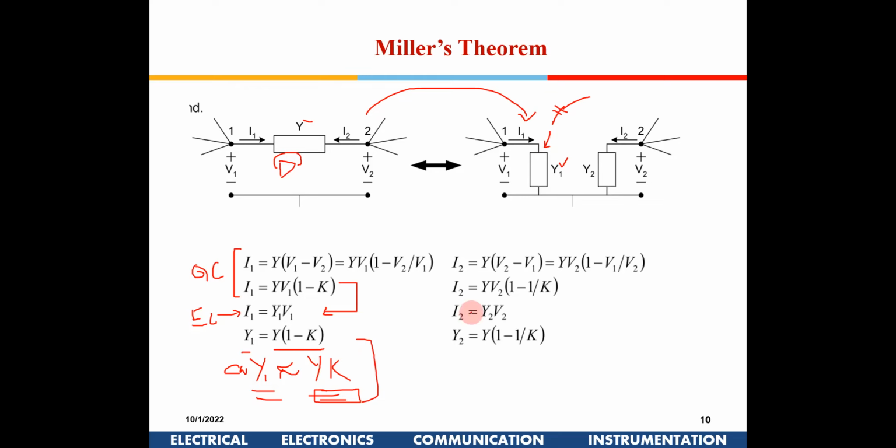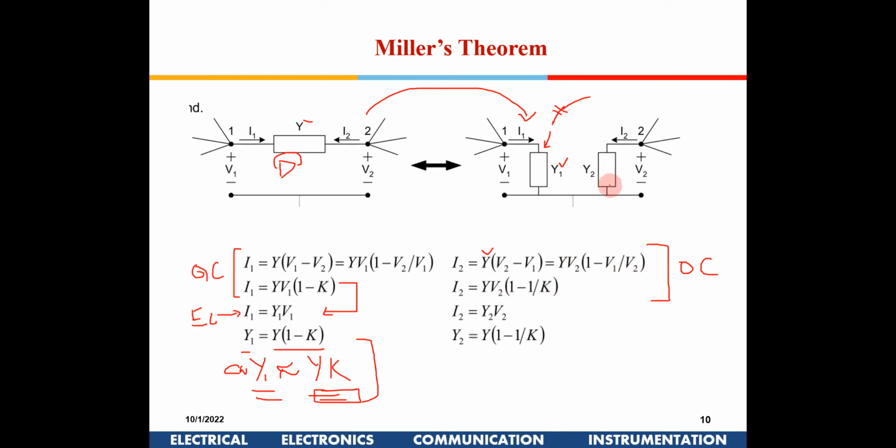Yes, sir. Okay. Now if I talk about the output side, then I can write the first two equations for this circuit. Okay, now that is for the original circuit. Now I have I2 is (V2 minus V1) by Y. So this becomes Y. If I take common, it will be V2 minus V1 by, so it will become 1 minus 1 by K.